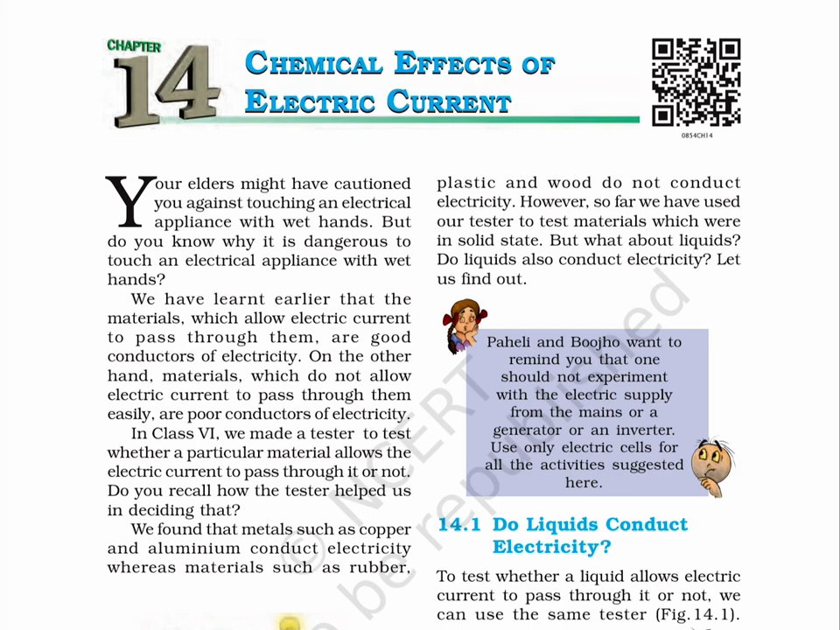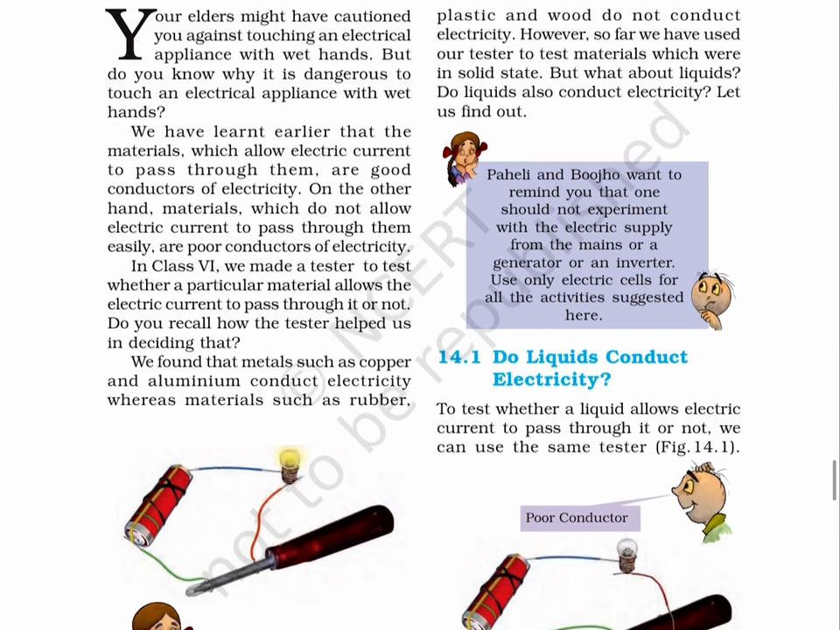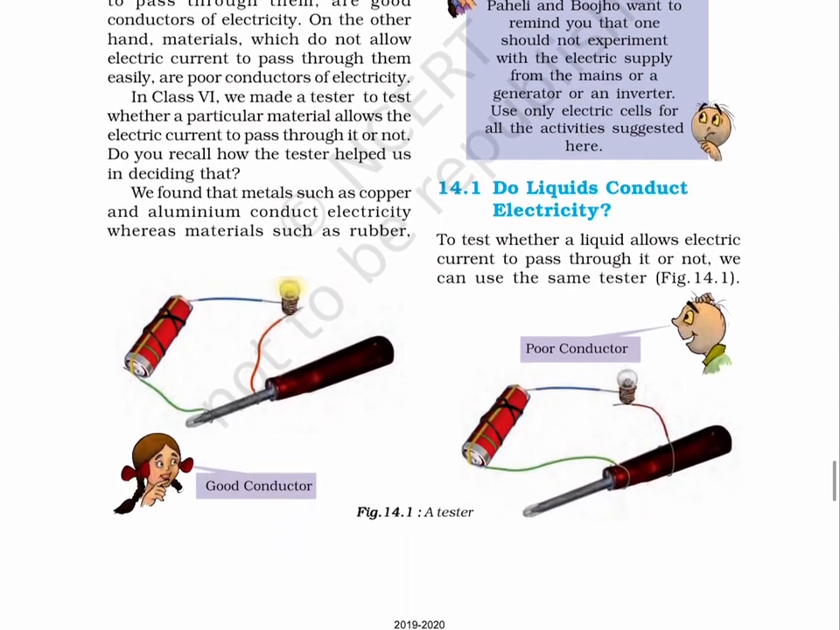We have learned earlier that the materials which allow electric current to pass through them are good conductors of electricity. On the other hand, materials which do not allow electric current to pass through them easily are poor conductors of electricity. In Class 6, we made a tester to test whether a particular material allows the electric current to pass through it or not. Do you recall how the tester helped us in deciding that?